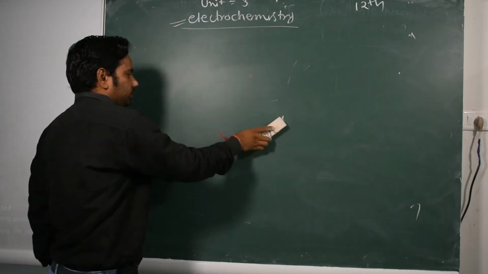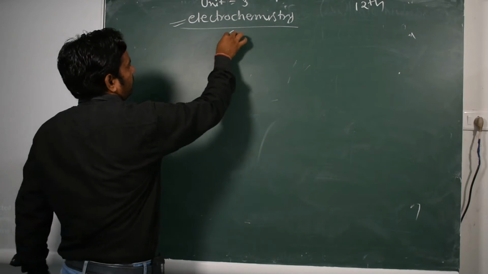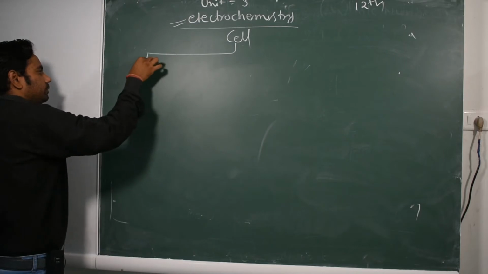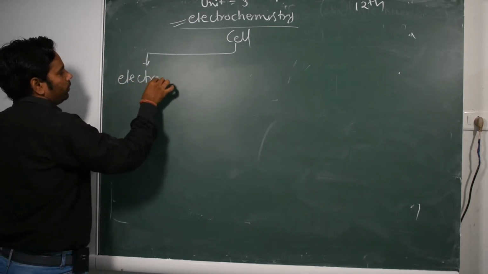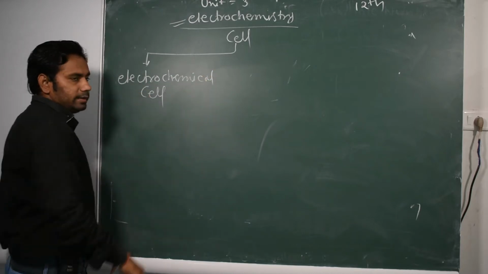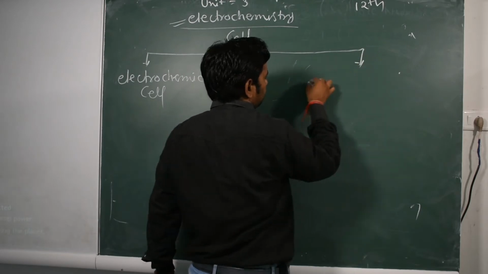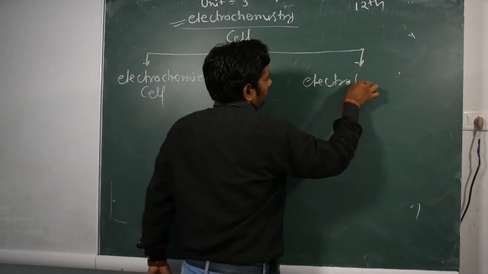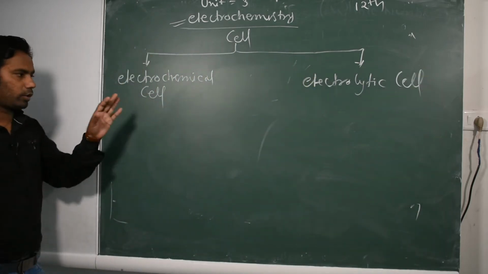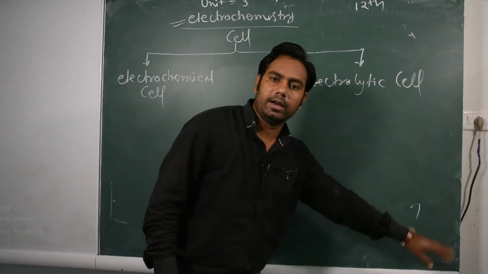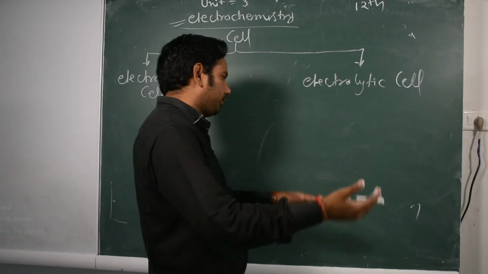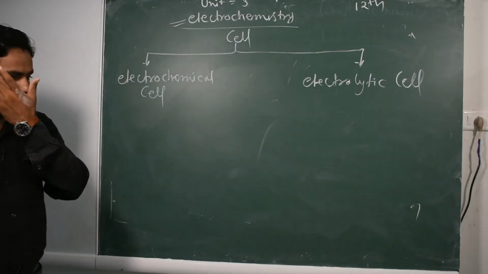According to electrochemistry, cells are of two types. One is the electrochemical cell and the second is the electrolytic cell. Both are different and opposite types of cell. First we discuss the electrochemical cell.